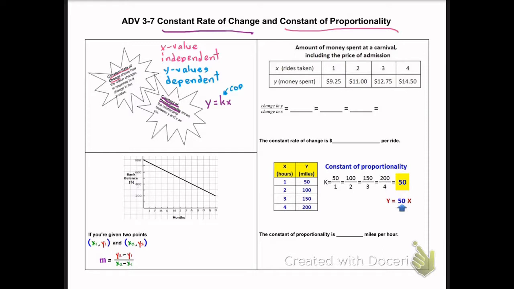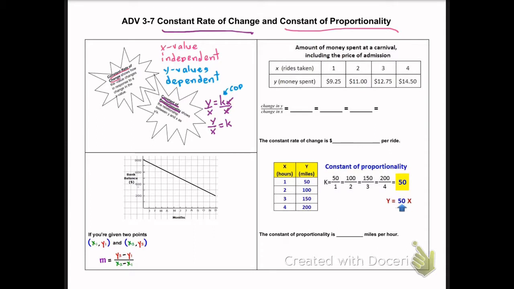Now, if K is what you're trying to figure out, we can rearrange this equation so that the K is by itself by simply dividing both sides by X. X over X is 1, so we can see that Y divided by X equals K. So if you're trying to figure out the constant of proportionality in a proportional relationship, you can simply take any of your Y values and divide them by their partner X value, and that will give you the constant of proportionality.